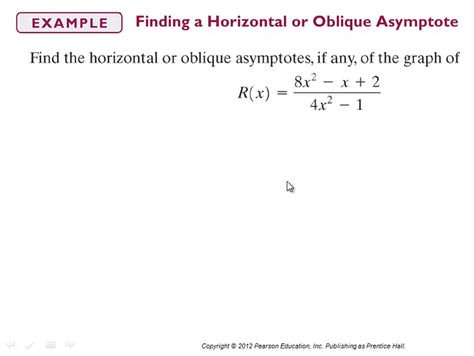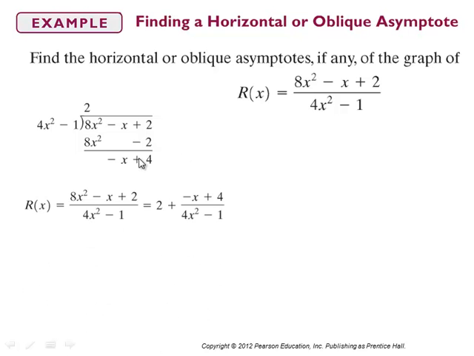Let's do another example here. Suppose that we've got this rational function, 8x squared minus x plus 2 divided by 4x squared minus 1. Do the division, take the numerator, divide it by the denominator, and the result is 2 plus this remainder here, negative x plus 4. So here's how you can write that quotient with remainder. And then you notice that as x becomes large, this whole fraction will get closer and closer to 0, leaving you just with 2. So the function will approach 2.